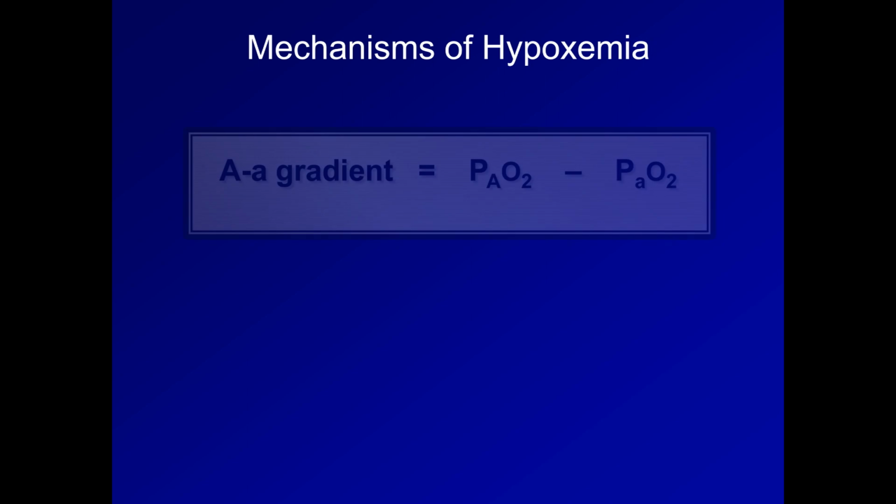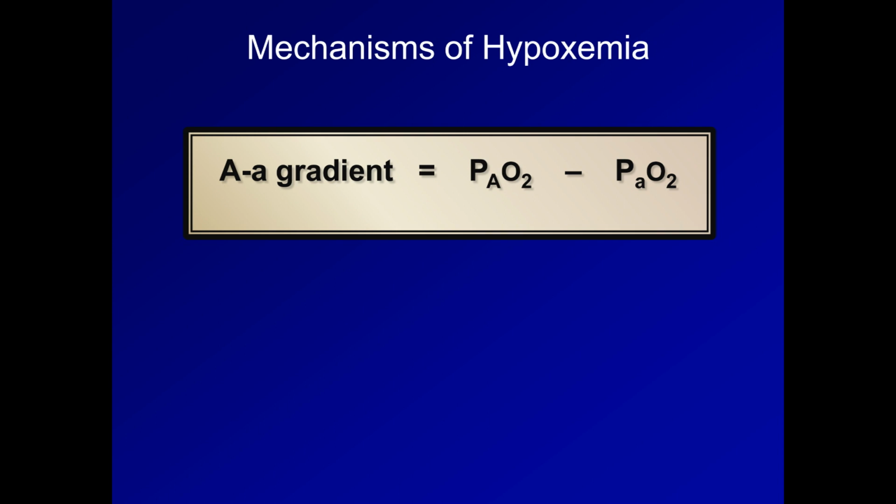To understand the mechanisms of hypoxemia, you must be aware of 2 fundamental equations in respiratory physiology that were introduced in lecture 16. First is the calculation of the AA gradient. This is the difference between the partial pressure of oxygen in alveolar gas minus the partial pressure of oxygen in the arterial blood. The AA gradient is a measure of how difficult it is for oxygen to be exchanged across the alveolar capillary membrane in the lungs. The larger the gradient, the more severe the underlying pathology.